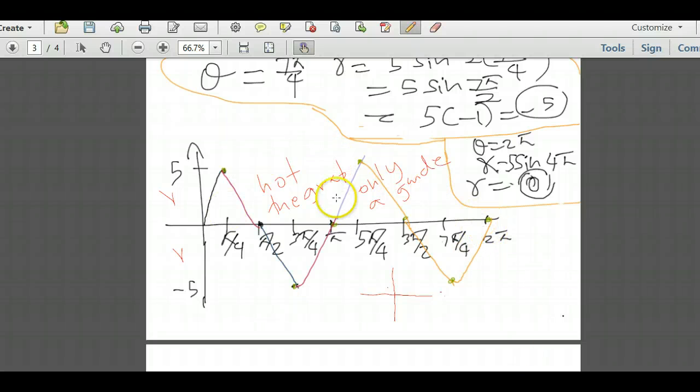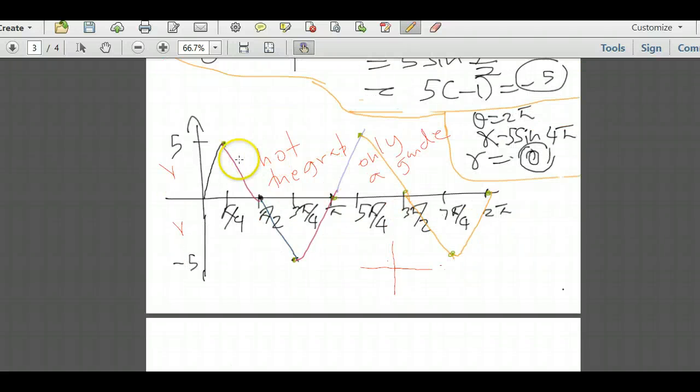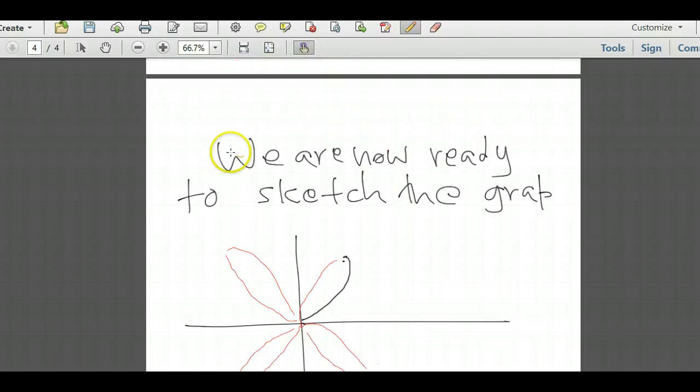Now remember, this is not the graph, this is the guide graph. But by using the guide graph, now you can actually draw the actual graph. Okay, so how do you draw the graph? Now take a segment at a time. Let's take the first segment. As theta goes from 0 to pi over 4, what happens to r? R goes from 0 to 5. This axis is the r axis. Okay, this is the theta. So theta goes from 0 to pi over 4, r goes from 0 to 5. Is that clear? Alright, so how can I draw that?